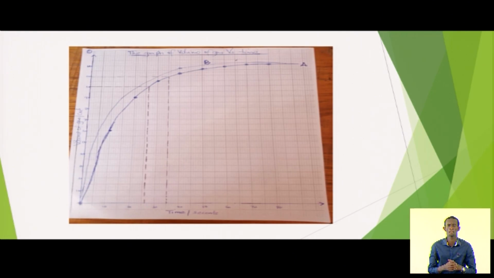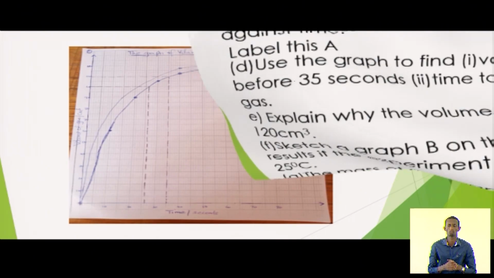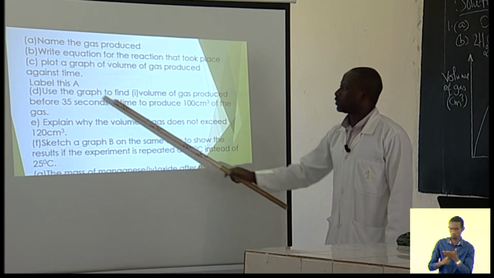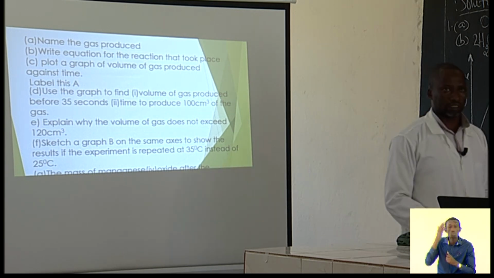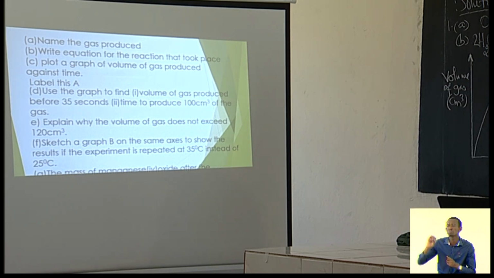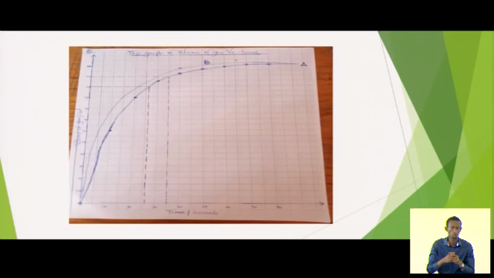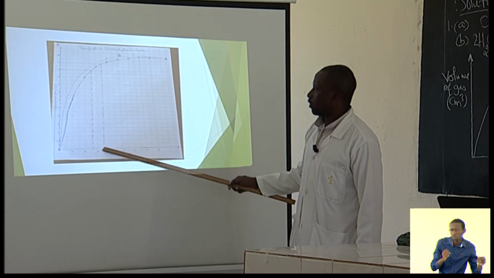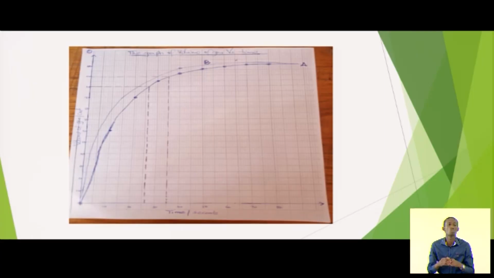And then we probably go to the next question, because we'll come back to that graph again, because we have to use it several times. Use the graph to find the volume of gas produced before 35 seconds. So moving down to the graph, before 35, there is time here. So we have 10, we have 20, this is 20, this is 30. So they said before 35 seconds. So 35 is here.